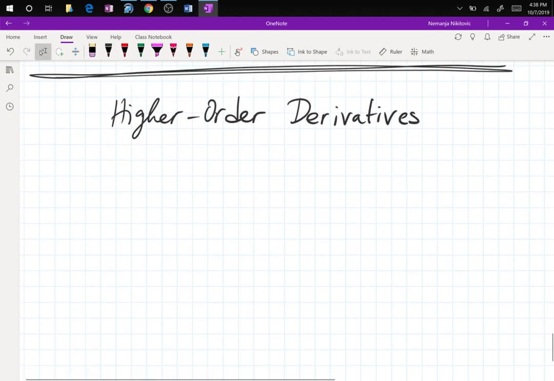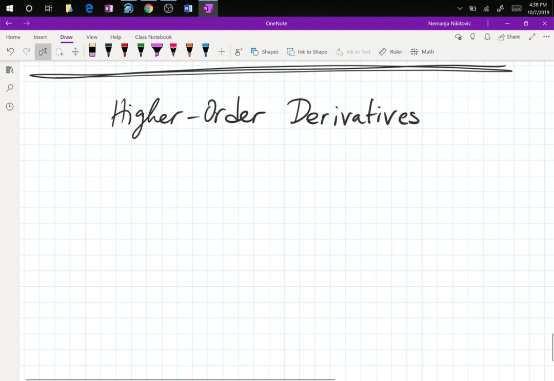Higher order derivatives, which means that you can take the derivative of the derivative, and then you can take another one, and another one, and another one. In some cases, your function is going to go to 0 and disappear. In other cases, it's going to continue existing forever.